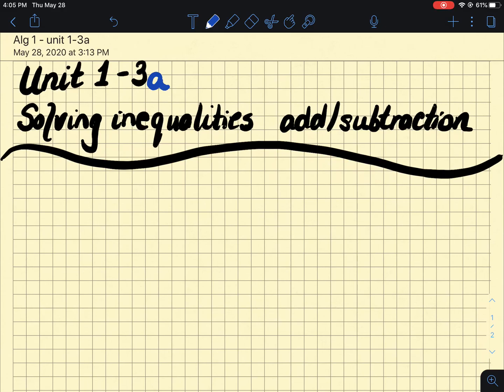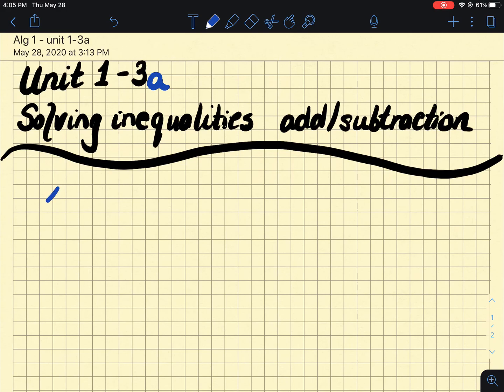Okay guys, today we're going to do Unit 1, Section 3A, Solving Inequalities with Addition and Subtraction. So there's not a lot of new information here. There's just a little bit, and then we're going to do a little bit of practice. So here's a little bit of notes that you need to put in.